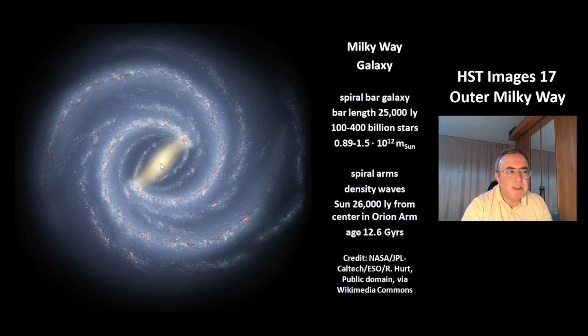Our solar system is halfway out in the middle of the disk, about here, at a distance of 26,000 light years from the center of the Milky Way, in a minor spiral arm, that's the Orion arm. And the age of the Milky Way Galaxy is 12.6 billion years. For comparison, the age of the universe is 13.8 billion.